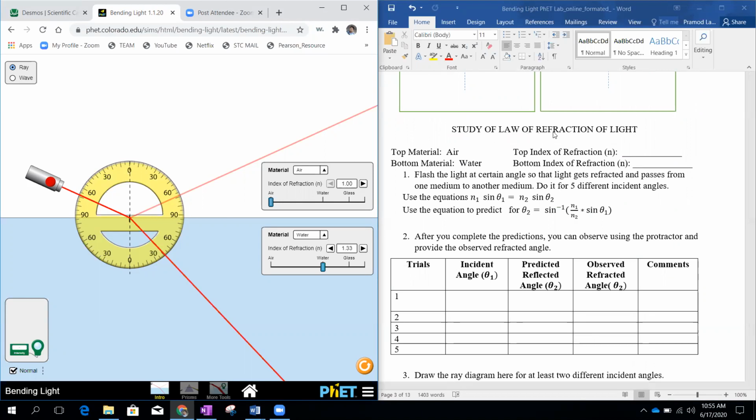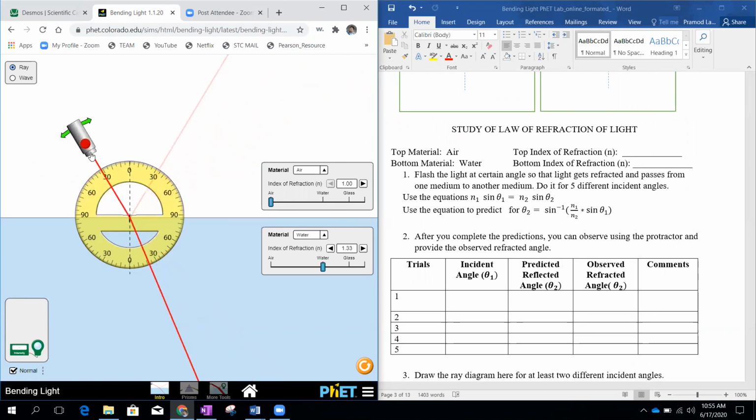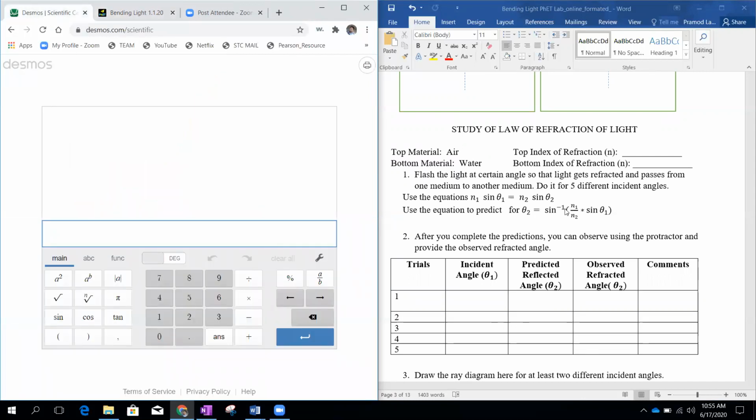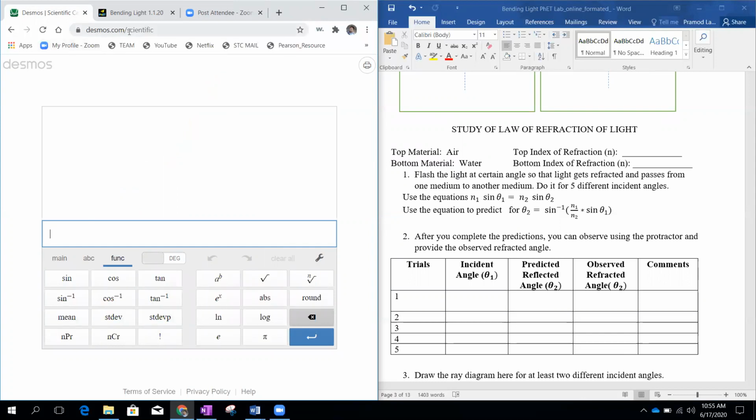The other one would be the study of the law of refraction of light. Here you're going to predict using this equation, as I showed you before. For example, let's say this is air and this is water. I have the angle of incidence 30, and I want to predict the angle of refraction. How do you predict? You have to use the equation. This is sine inverse. I use the Desmos calculator, so sine inverse.